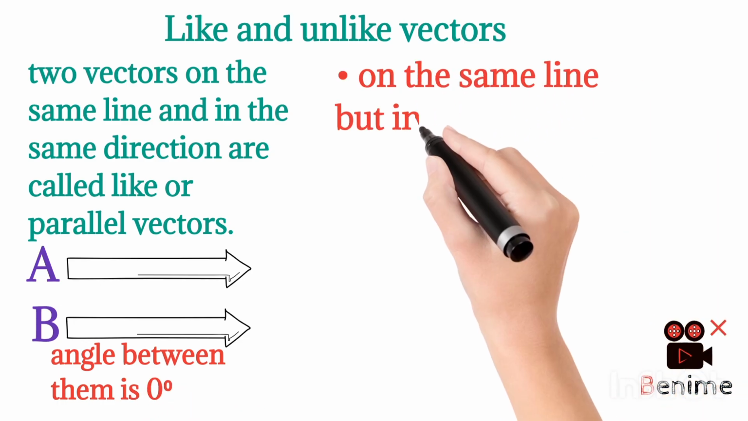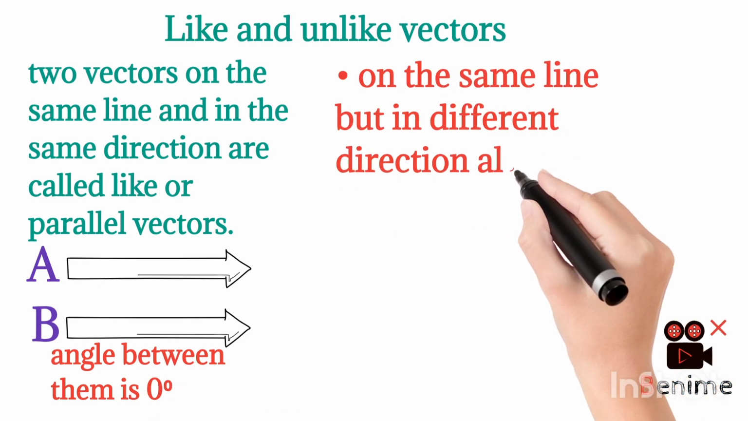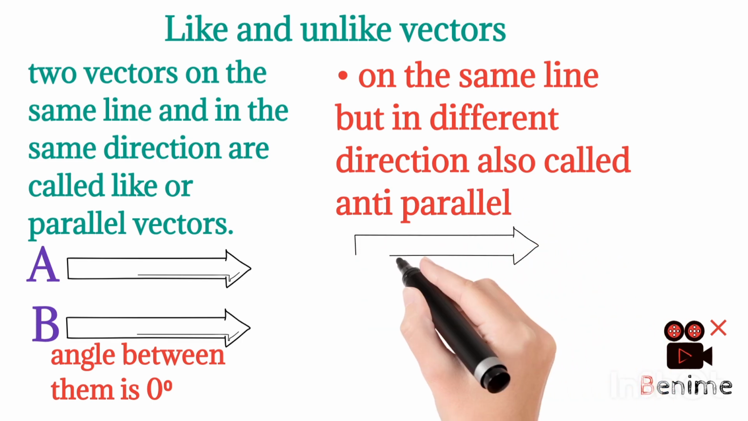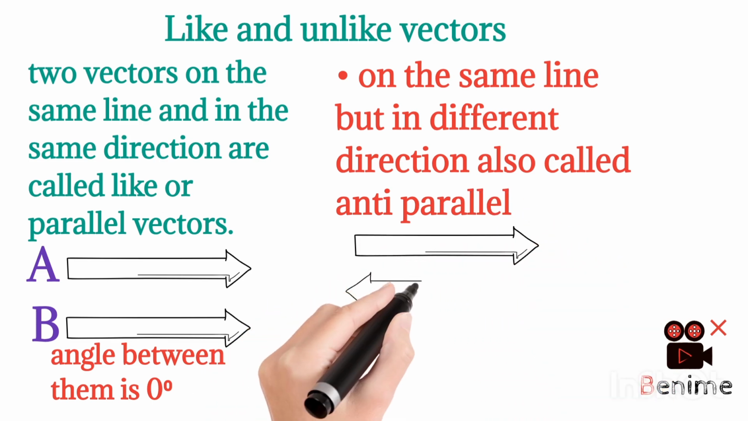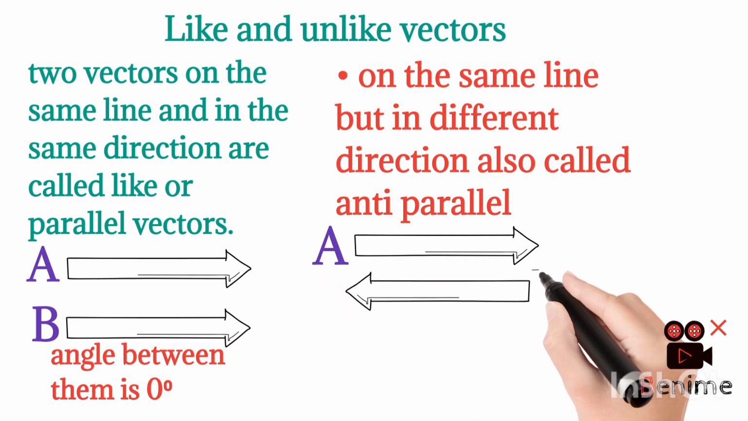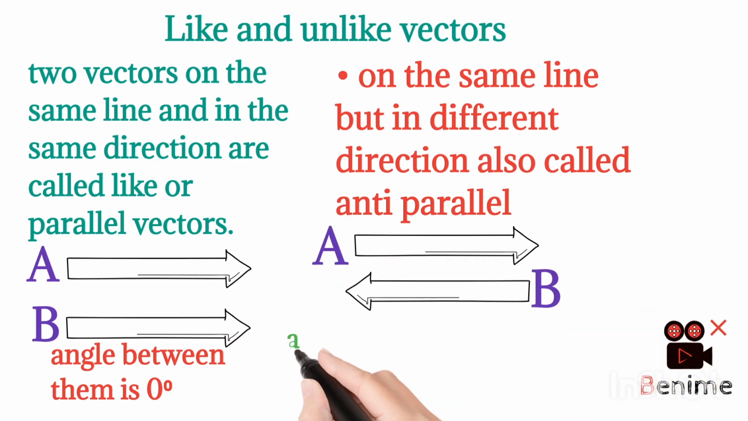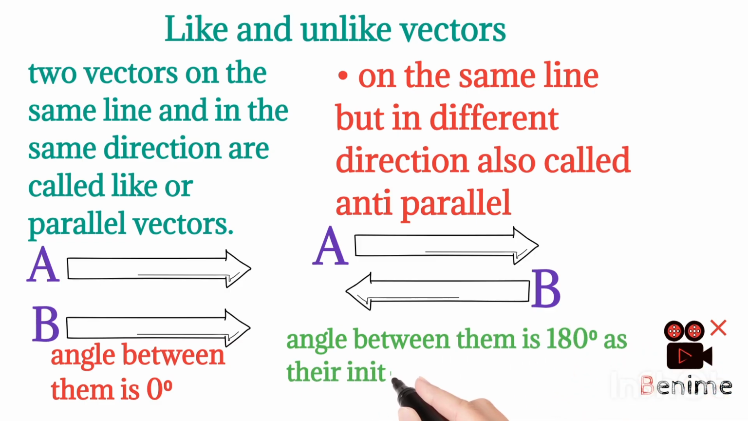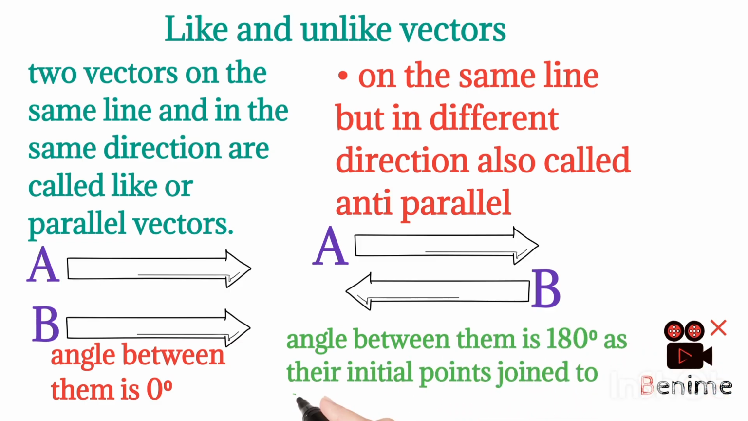Whereas those vectors which are on the same line but in different directions are called unlike or antiparallel vectors, because their initial points join together to form a straight line whose angle is equal to 180. As in figure, vector A and B are given with arrows pointing in opposite direction.